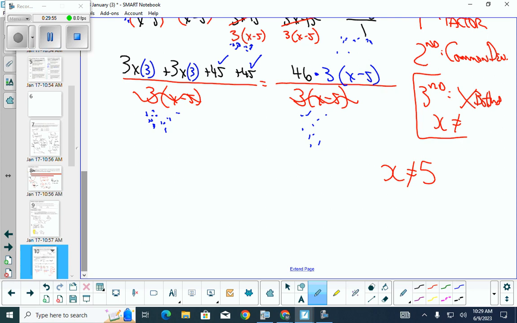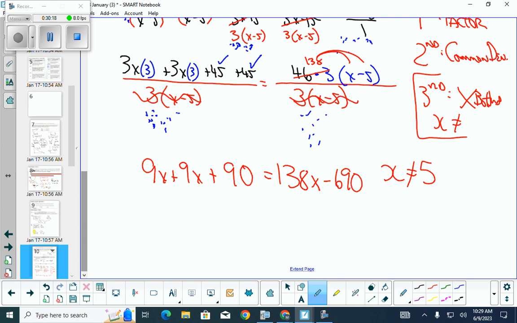Okay, we have got 9x plus 9x plus 90 equals, oh, someone help me here. What's 46 times 3? 138 times x. What's 138 times 5? Awesome. Okay.